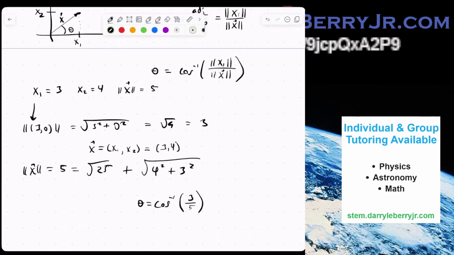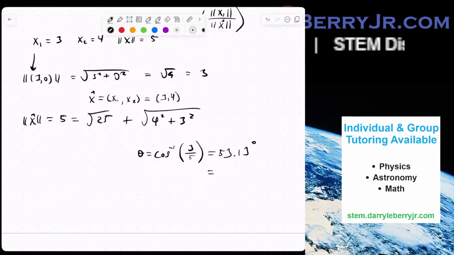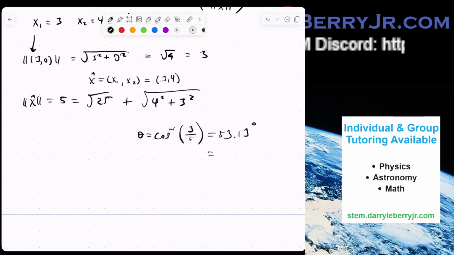And theta happens to be 53 degrees, 53.13 degrees, or it says 0.92 radians. 0.29 pi, or 0.3 pi, right? That's fair enough.